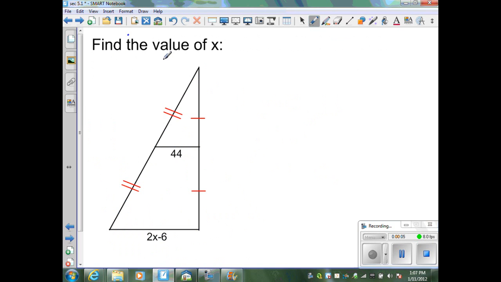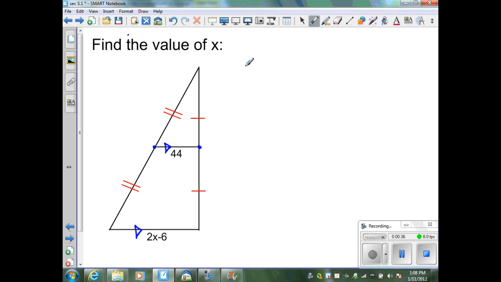On this example, I'm asked to find the value of x. I'm given a triangle, and I'm given that this is a midsegment of the triangle. I know that because I have double tick marks on the left side, which makes this the midpoint, and single tick marks on the right side, which makes that the midpoint. Therefore, that is the midsegment of the triangle, and if that is true, then that side is parallel to the third side, and this is half as long as that. Therefore, I can set up an equation to solve for x.